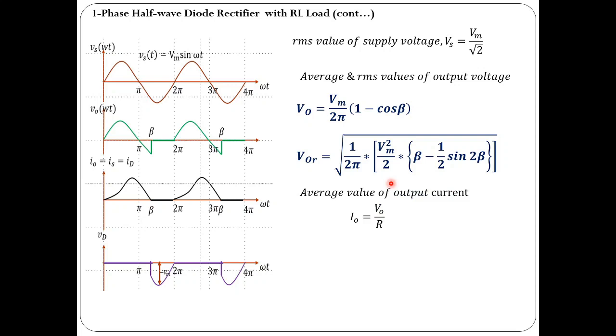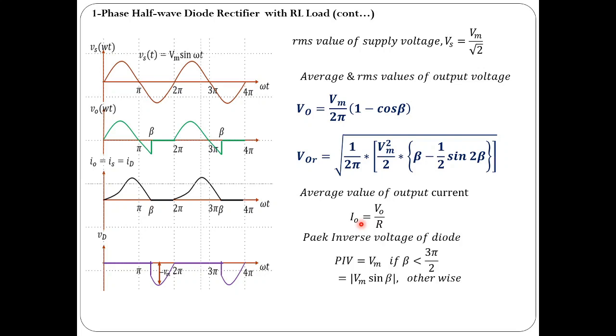And the average value of output current is equal to V0 by R. We know the average value of voltage across the resistor is the same as the average value of voltage across the load. So I0 is usually VR by R, but VR is the same as V0, where V0 and VR are the average value of voltage across the load and voltage across the resistor respectively. Instead of considering the average value of voltage across the resistor, I have considered the voltage across the load directly. So the average value of current through the load is equal to the average value of voltage across the load by resistance.